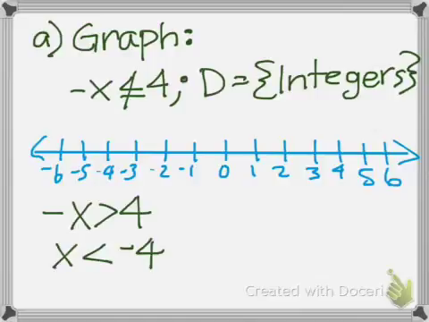You have to divide by -1. Divide by -1, switch the sign, you get x is less than -4. Now, if it's less than -4, we have to put an open circle at -4, and it's integers, so we put the points at -5 and -6 and so on.